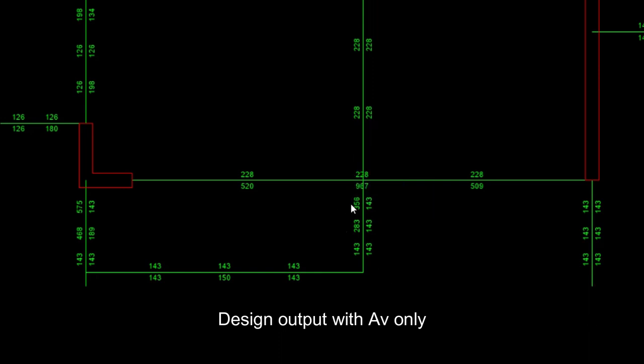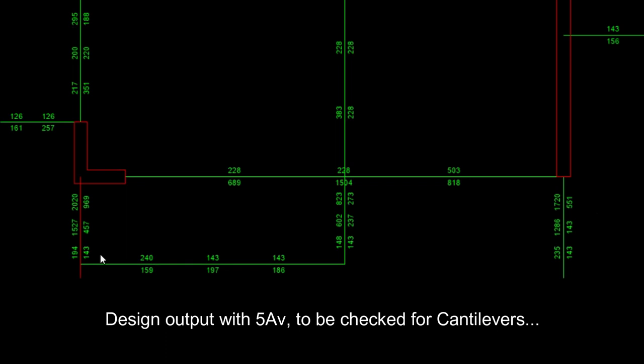Now when we are checking the cantilevers, we have to apply 5 times the spectral value AV. Once we apply that, we run another file and check the design output. You can see the design output here. The reinforcement here is 2020, here it is 828, and here it is 1720. So these provisions are very stringent, and a lot of seismic force needs to be considered for such members. This is a very important clause from the structural safety point of view.